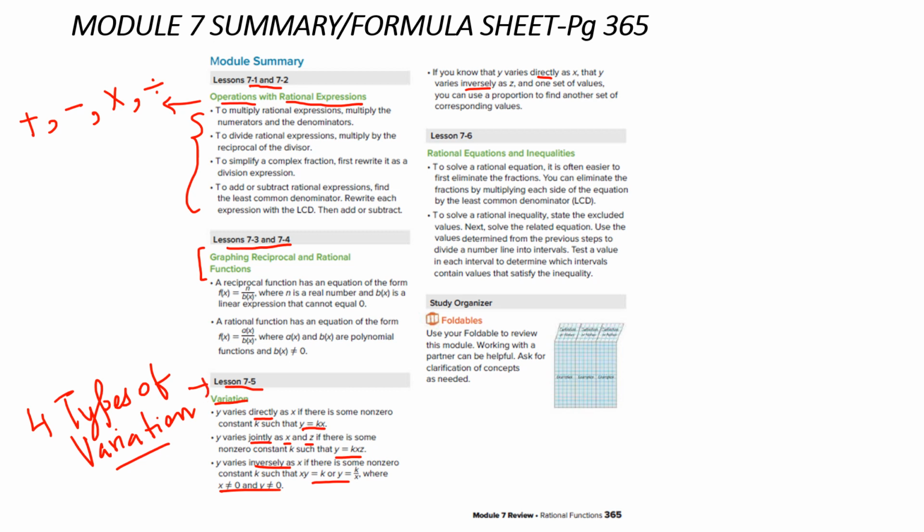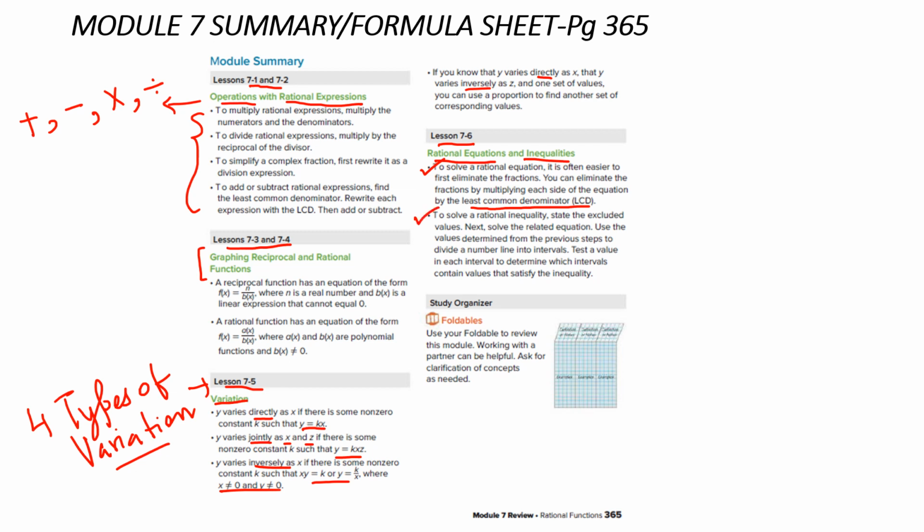Last but not the least, you have lesson 7.6, which talked about rational equations and inequalities. The important concept that we used in most of the solving of questions where you have to find the solution was finding the LCD. So we are going to be finding the solution of a rational equation, and then the second step would be to draw its graph on the number line.